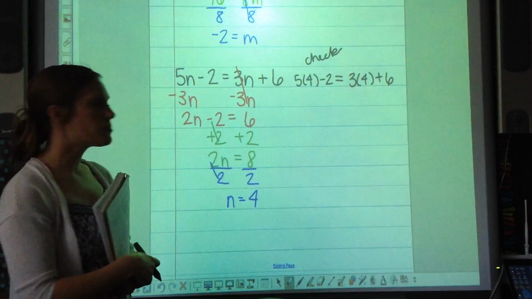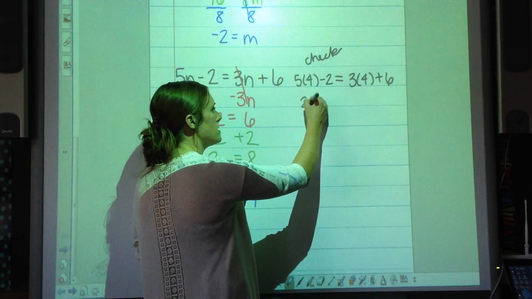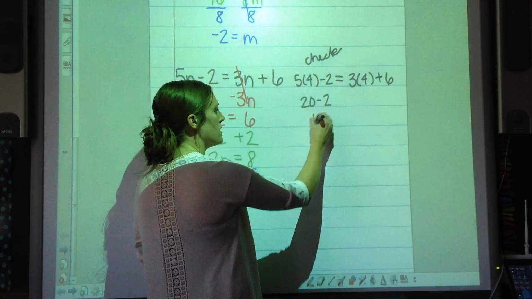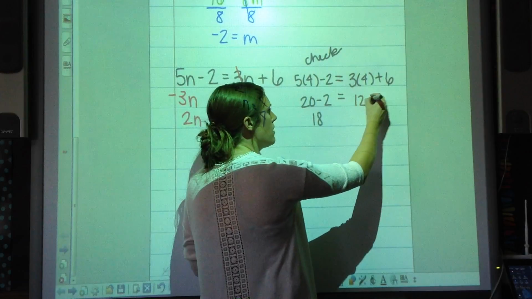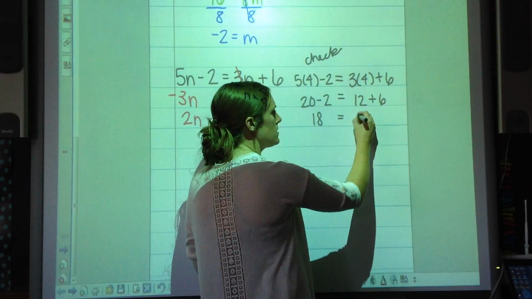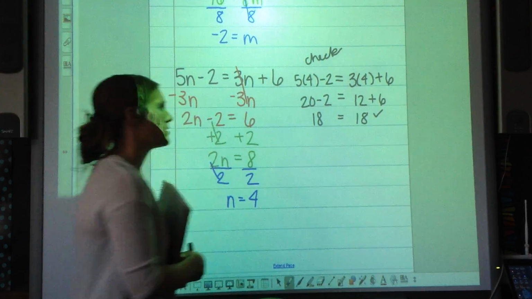Solve the left side of the expression. 5 times 4 is 20. 20 minus 2 is 18. So now I'm going to solve the right side. 3 times 4 is 12. 12 plus 6 is 18. So I know that I solved this correctly.